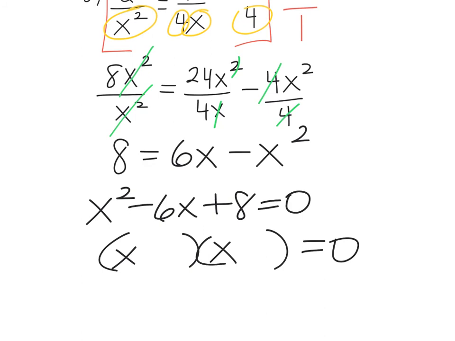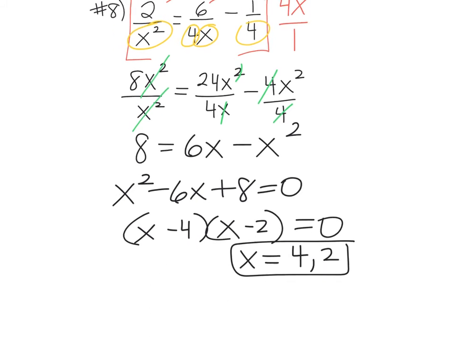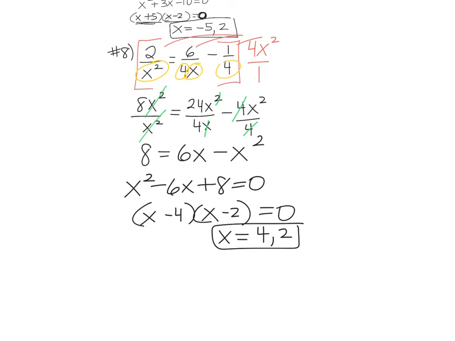All right, what times what's 8 adds up to -6? -4 and -2. Perfect. So then my answers, plural, would be 4 and 2. And you know, you could go back to the original equation and check to see if they work, but it's a little hard to plug those in.